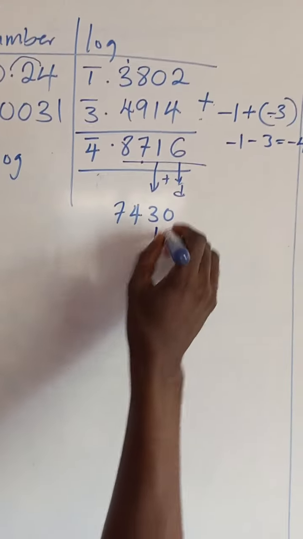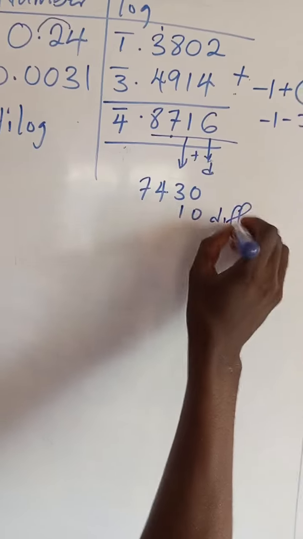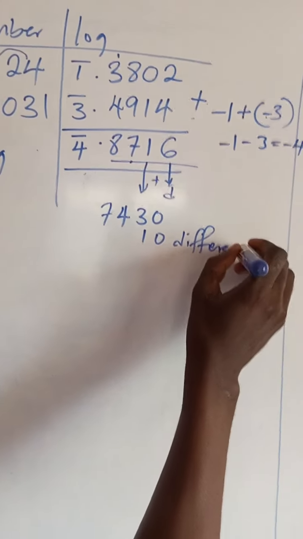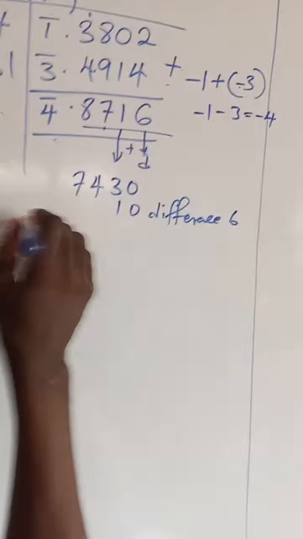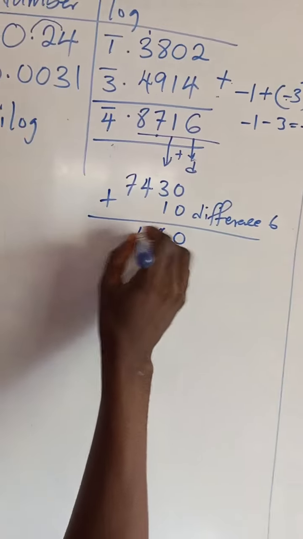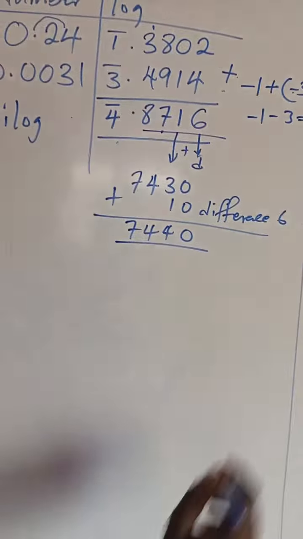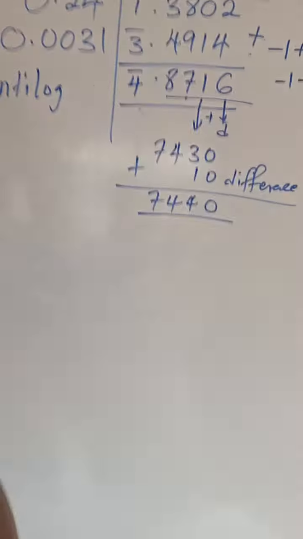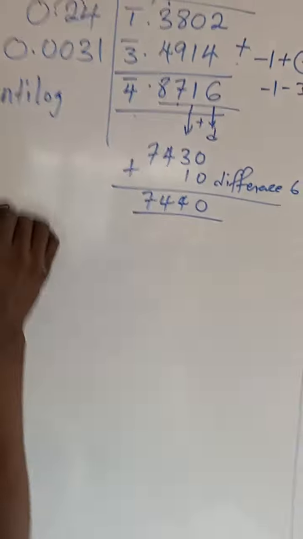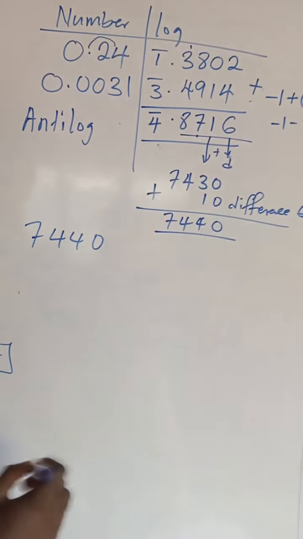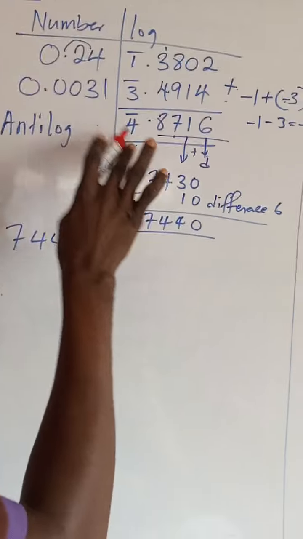7430. Then add this one, which is the difference 6. So let's add: 0, 4, 4, 7. So we now have our answer to be 7440. Now my characteristic is 4.